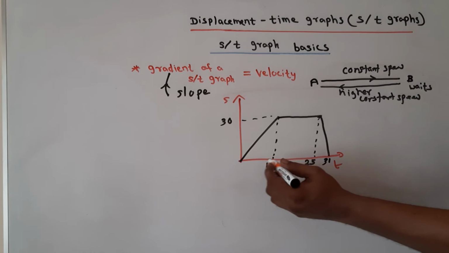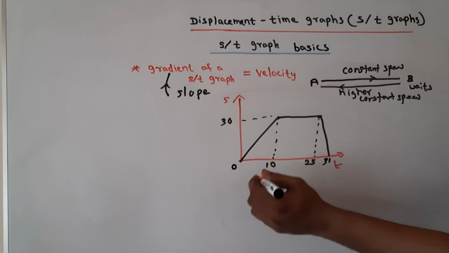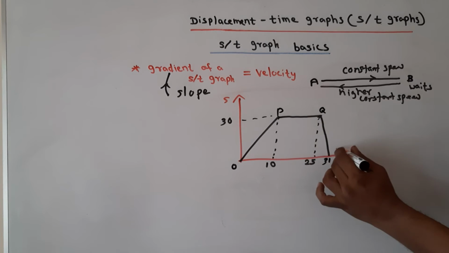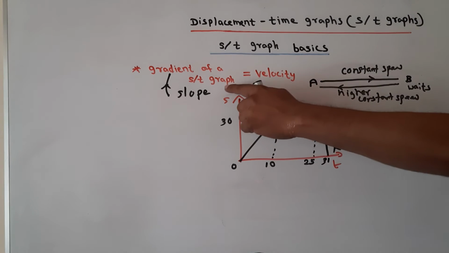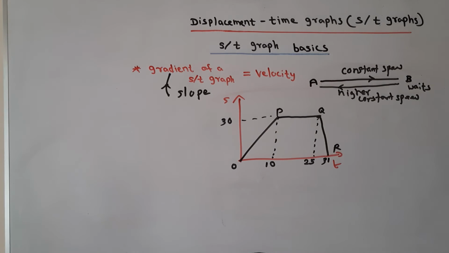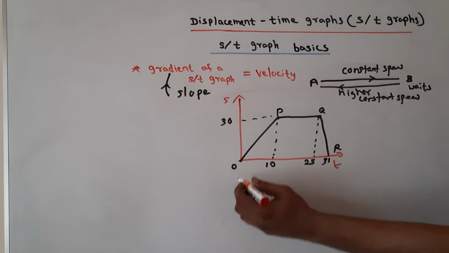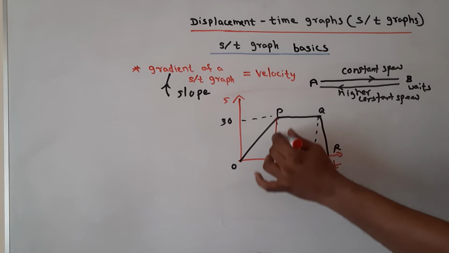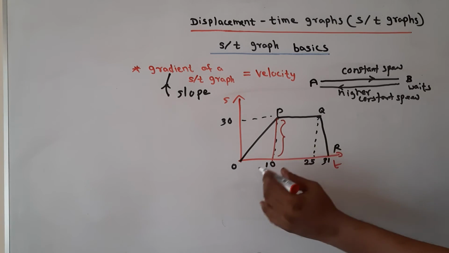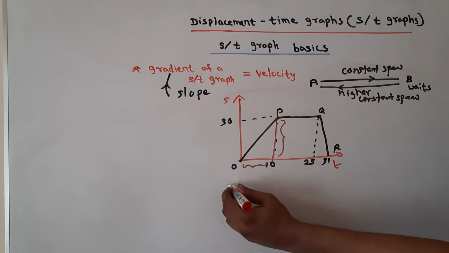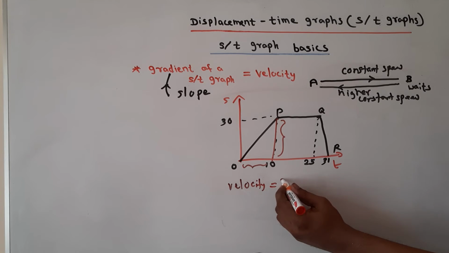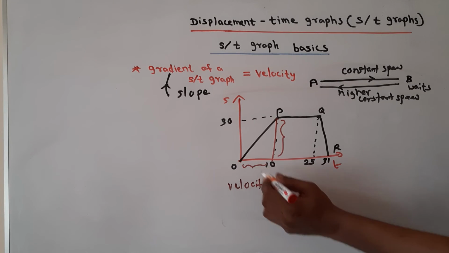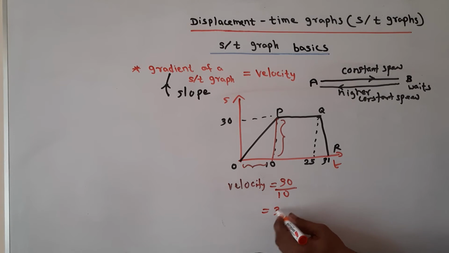Now, how to calculate initial speed? So this is O, P, Q, R. Speed from O to P. You know, gradient of ST graph equals velocity. So the gradient equals the y difference divided by the x difference. Therefore, velocity equals 30, this is the y difference, x difference 10. It's 3 meters per second.